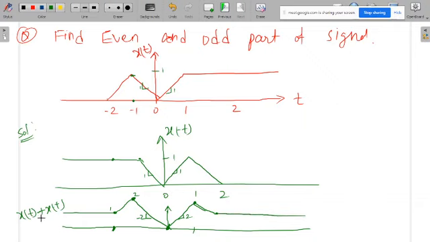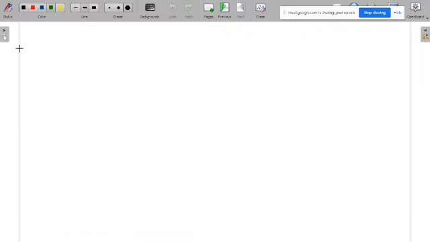So this is the graphical representation of x of t plus x of minus t. Again in the same diagram, if you apply that 1 by 2 factor, this 2 will become 1, and this 1 will become 0.5. So I will write it on the next page, the same diagram with amplitude scaling of 1 by 2. So x of t plus x of minus t by 2, that we call the even part of the signal.